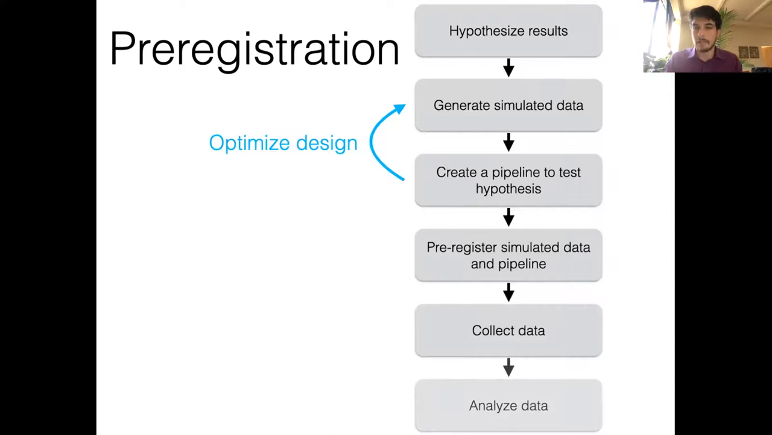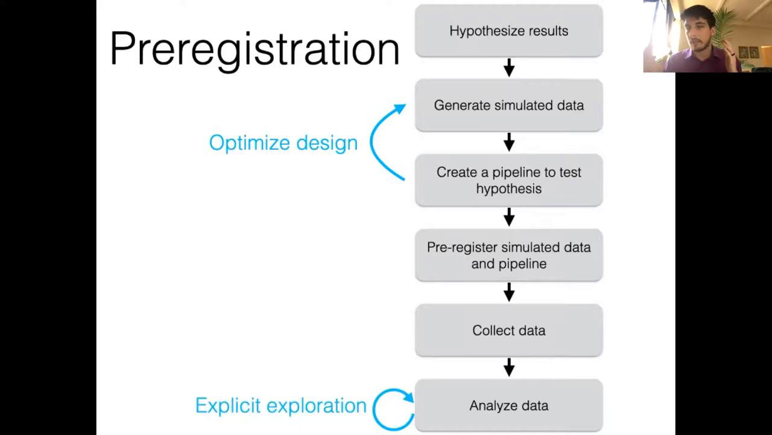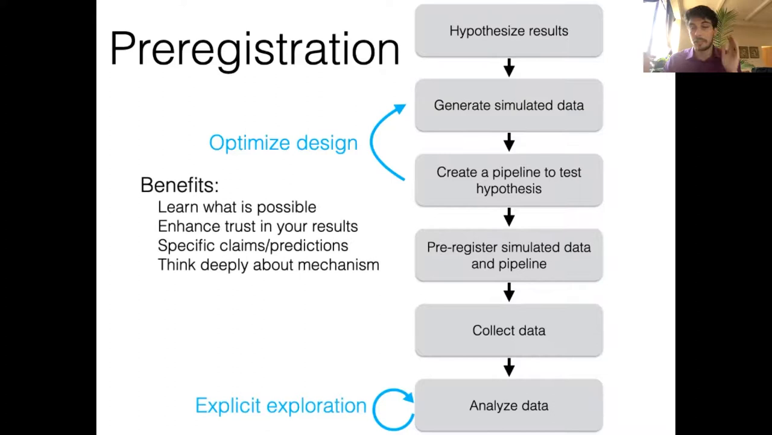It's now hopefully really easy because you've already written all of the code. And just like before, you can do explicit exploration. It doesn't mean that you can't do it. It's always encouraged in this kind of space. So when you do this, I think there are several really important benefits that are very unique to this kind of approach of simulation and pre-registration.